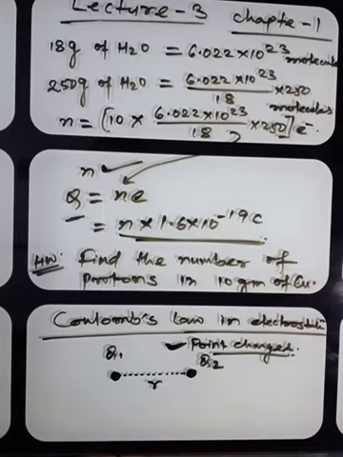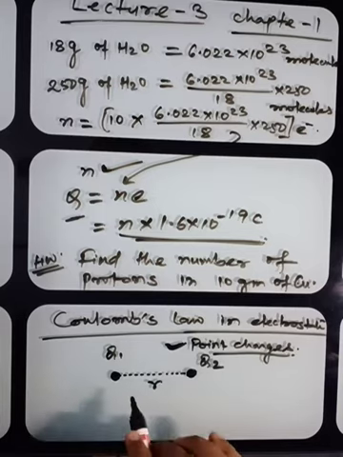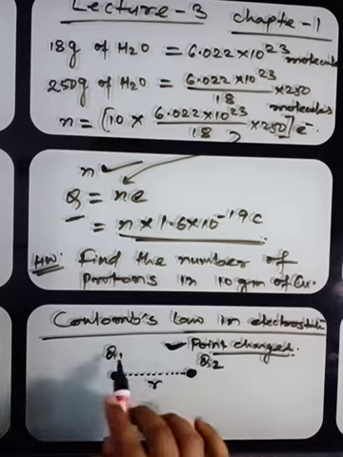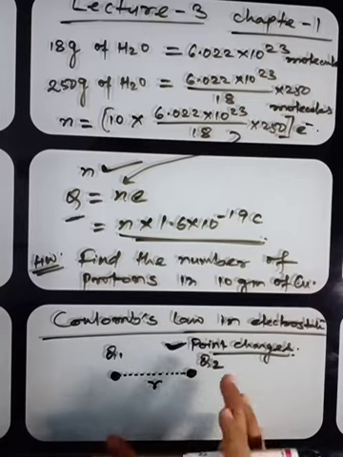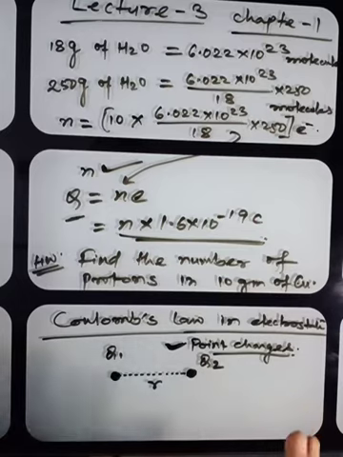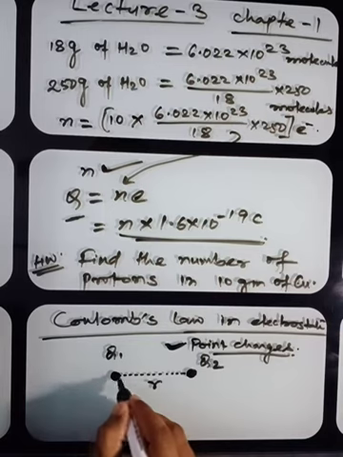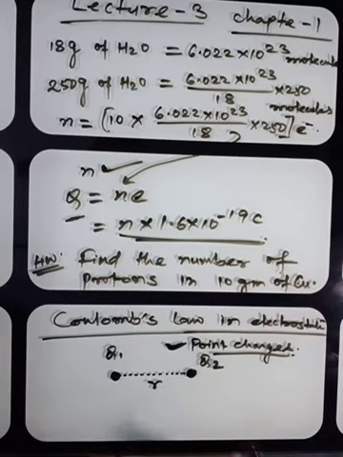So according to Coulomb, the force of attraction or repulsion depends upon the nature of charge. If these two charges are like charges, then there will be repulsion, and for unlike charges, there will be attraction. We have discussed this in properties of charge. The distance r is measured from the center of the two bodies, that is the center of mass.